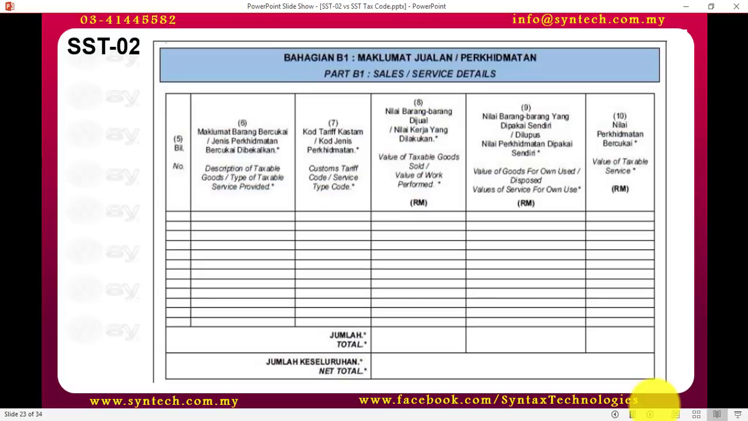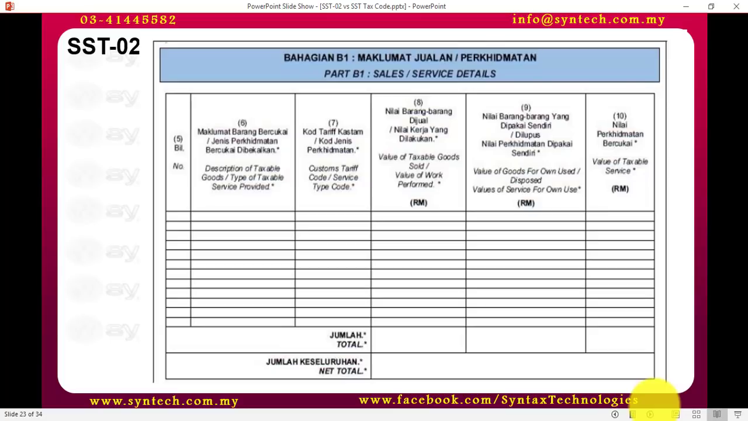So next one. Now, this is the place. Bahagian B1 or Part B1, sales or service tax details. So number 6, you can see that you need to list out all the items or services according to number 7, the tariff code or service type code. That's why you need to know individual item, what is the tariff code. Example, if you have 500 tariff codes, then there will be 500 rows for you.